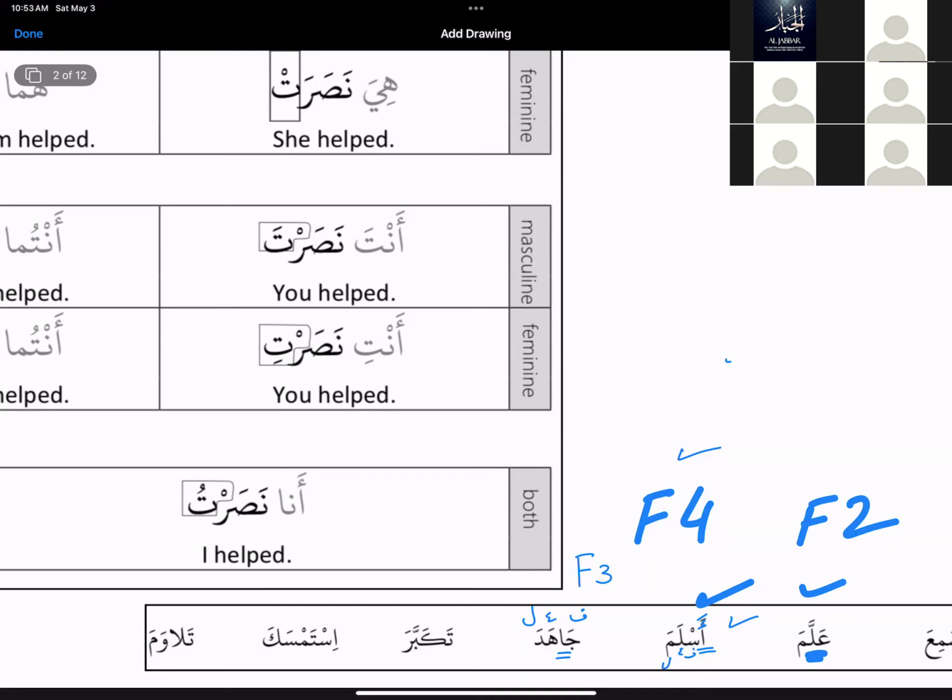Mazid fihi. Alim sin ta. Okay, that can be the kaf root word, I think. No? Meme, Seen, Kaf are the root letters. We need to remember, okay?